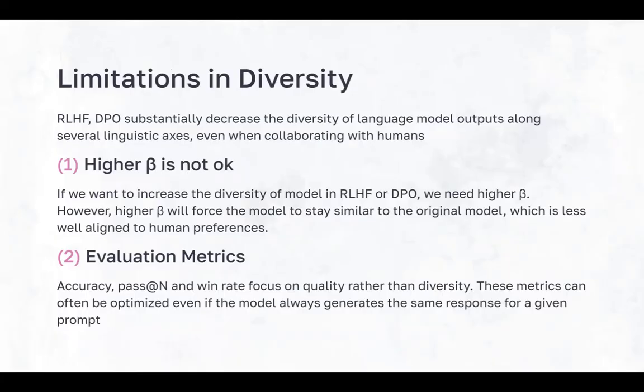And the second is the evaluation metrics. There were several metrics like accuracy, pass at n, and win rate. They all focus on quality rather than diversity. These metrics can often be optimized even if the model always generates the same response for a given prompt. So what should we do?